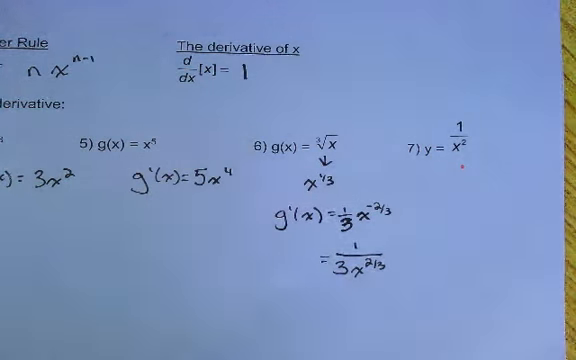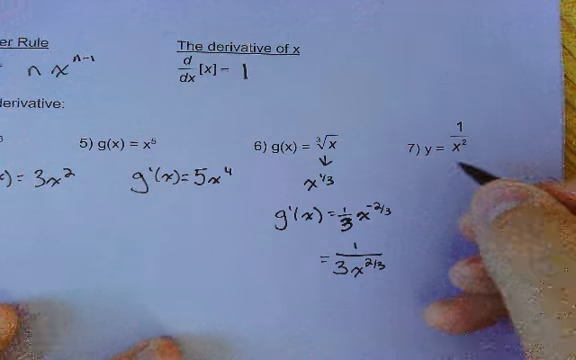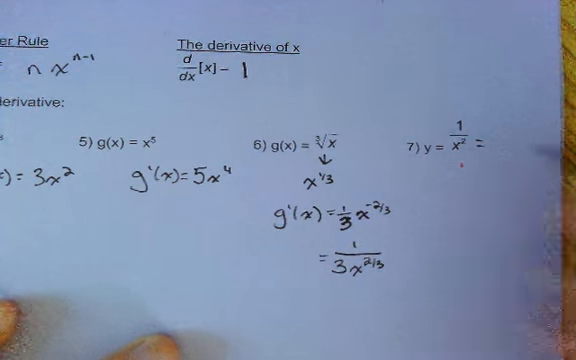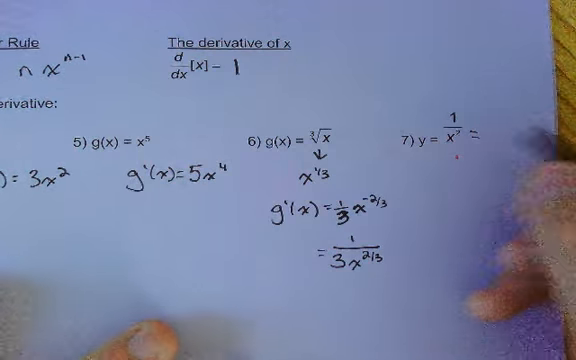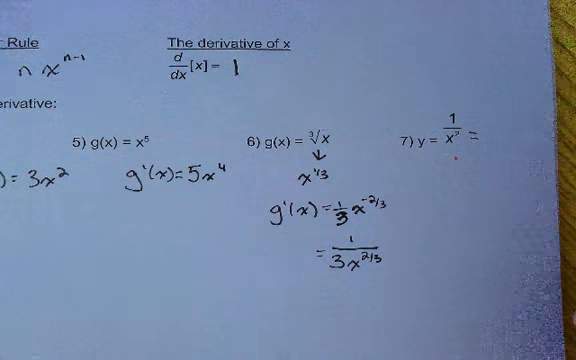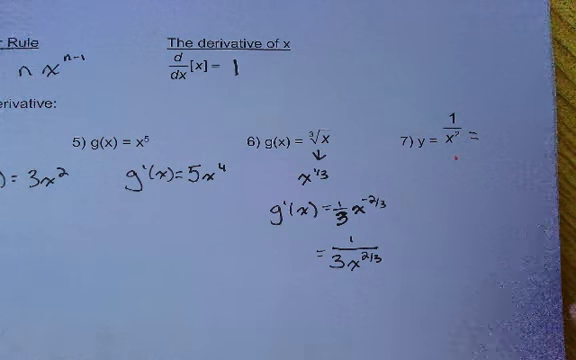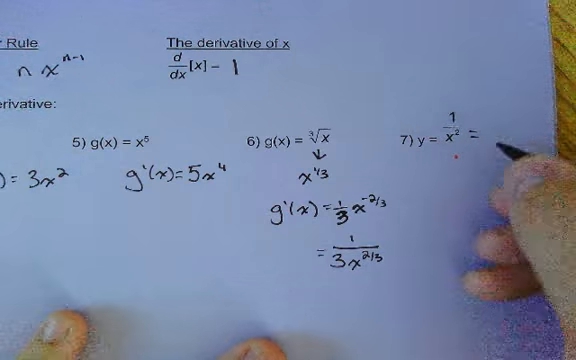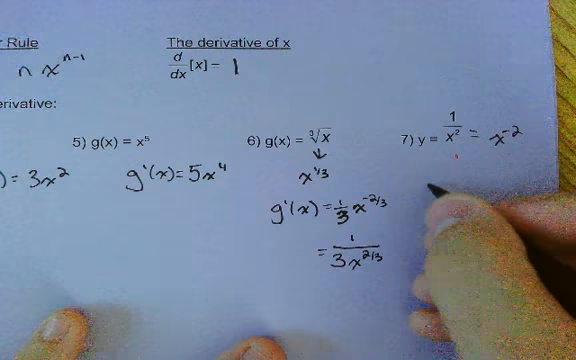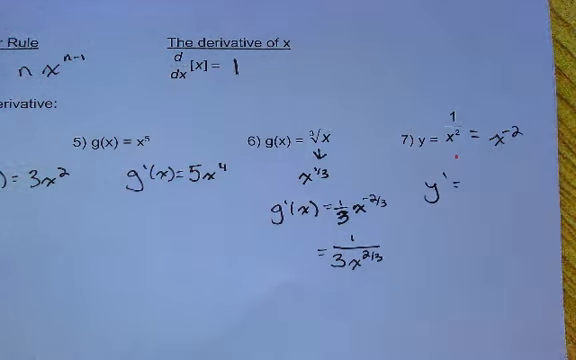What about number 7? What does that really equal, by the way? So if I have 1 over x squared, what's a different way I can write that so I can use my power rule? Okay, so go ahead and do it. So what's y prime? Try it on your own. Tell me the answer in about 30 seconds.